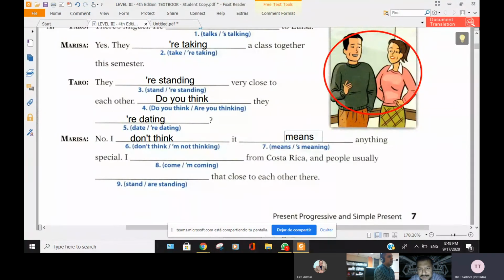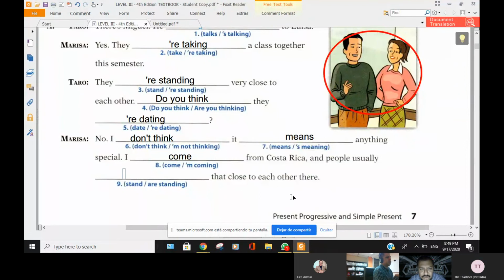It means anything special. I'm coming from Costa Rica. People usually, ¿qué? I'm coming, dije. No me está diciendo de dónde es. No está en un avión y actualmente. Okay. I come, o sea, yo soy, ya. O yo vengo, okay. I come from Costa Rica.